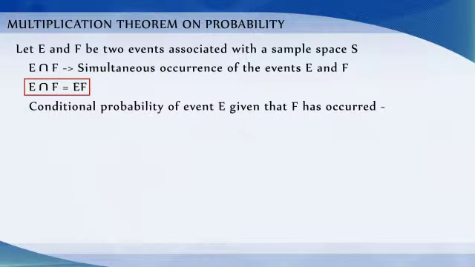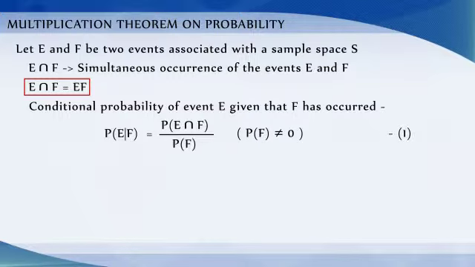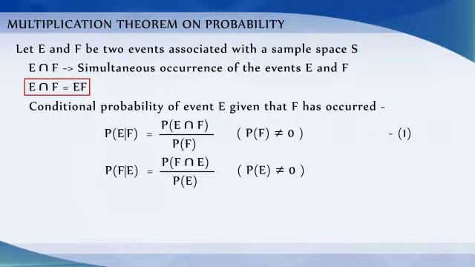The conditional probability of event E given that F has occurred is denoted by P of E given F, which is equal to probability of E intersection F divided by probability of F, provided P of F is not equal to 0. Similarly, P of F given E is equal to P of F intersection E divided by P of E, provided P of E is not equal to 0.